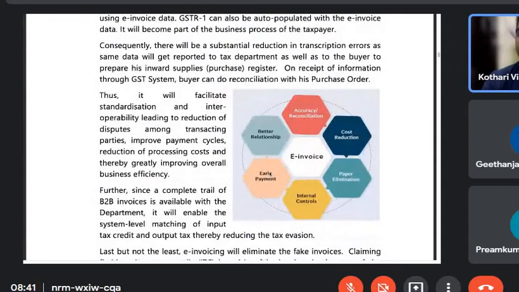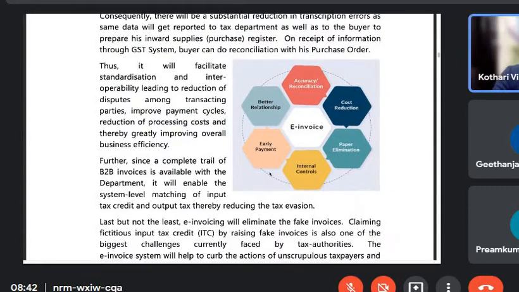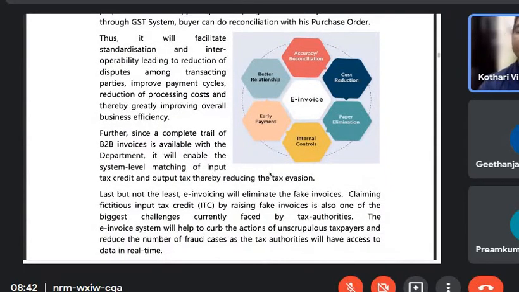So the main reason for e-invoice is that there will be faster processing of documents from one registered dealer to another registered dealer. This will save a lot of time and effort. Even your GSTR-3B will be auto-filled. And this also eliminates fake invoicing.